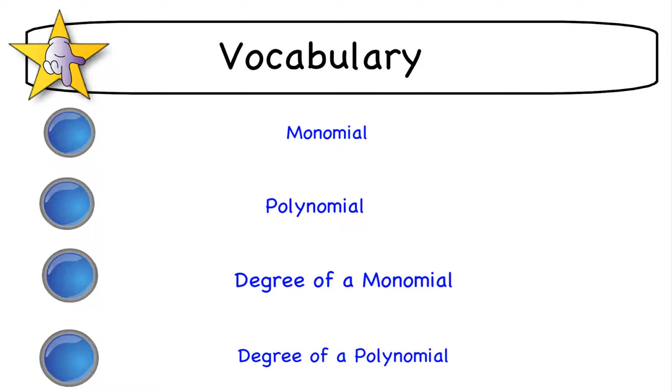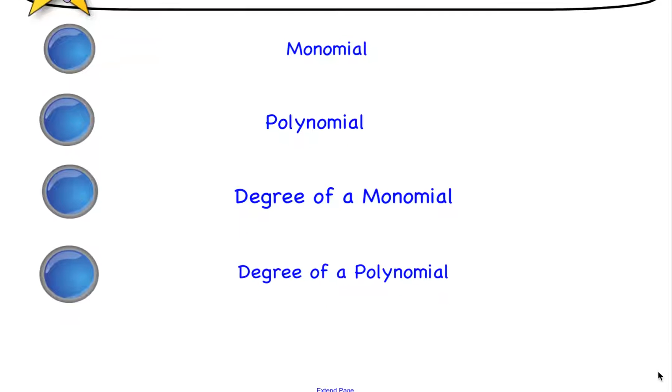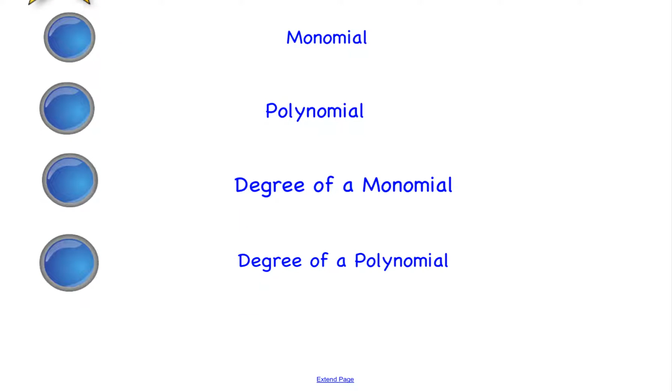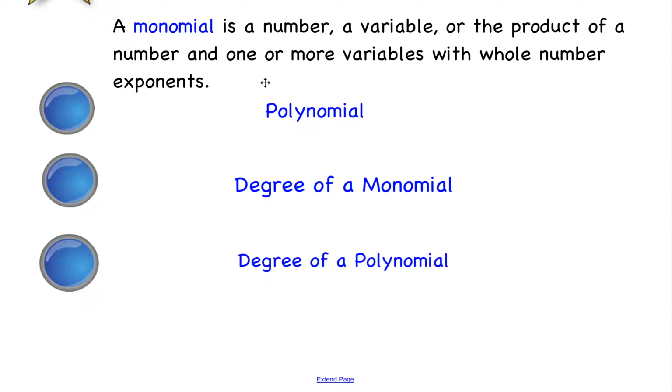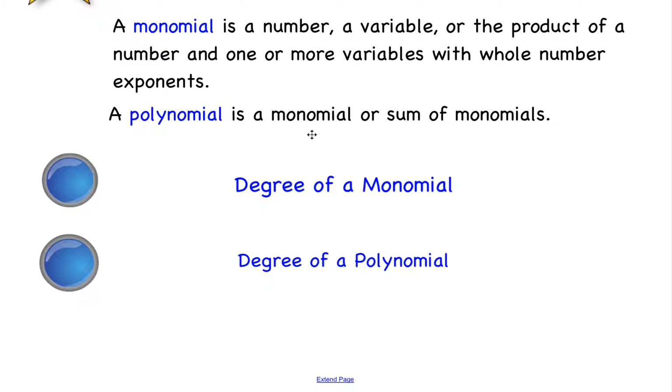Our vocabulary for this lesson, a couple of terms that we need to make sure that we understand together. The first one is a monomial. A monomial simply represents a number or a variable or the product of both of those things, where you have whole number exponents. A polynomial is either a monomial or a sum or a difference of monomials. And these will make sense when we go through some examples.